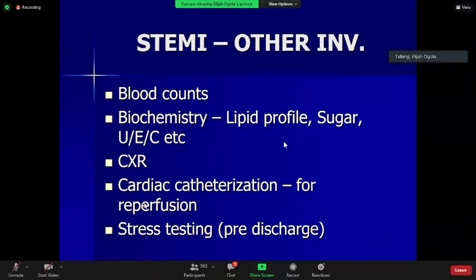If you are going to go to reperfusion, and we'll address that in the next slide, then of course they need cardiac catheterization. And sometimes after they recover, before they go home, you want to know if there is still any residual ischemia, so you do an exercise stress test like we talked about.